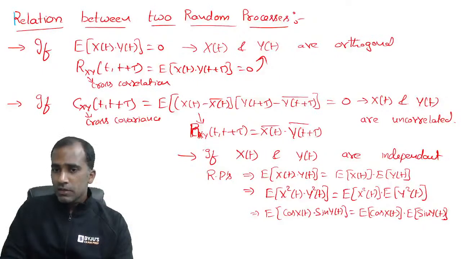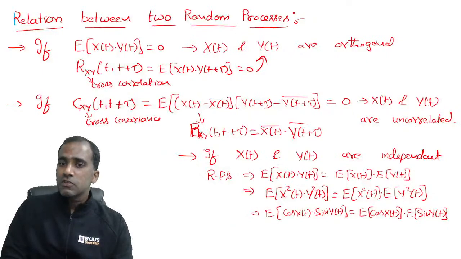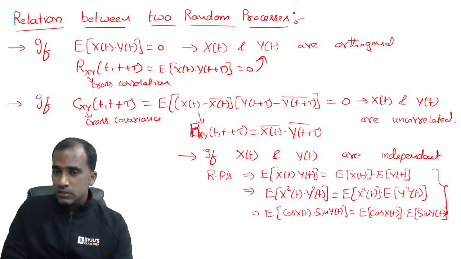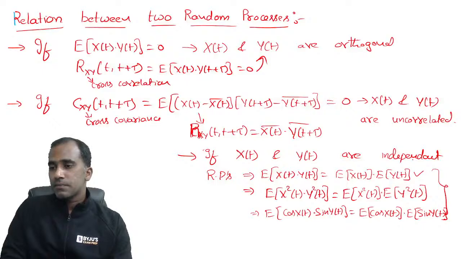But for the independent case, not only the first order, x of t times y of t power 1, can be written as multiplication of individual moments, but any power or any other function of x of t and any other function of y of t, if you are able to write like this, then they are independent. If only this one is happening, we can say that they are uncorrelated. Apart from this, if anything else is happening, the second one or third one, then we can say that they are independent.